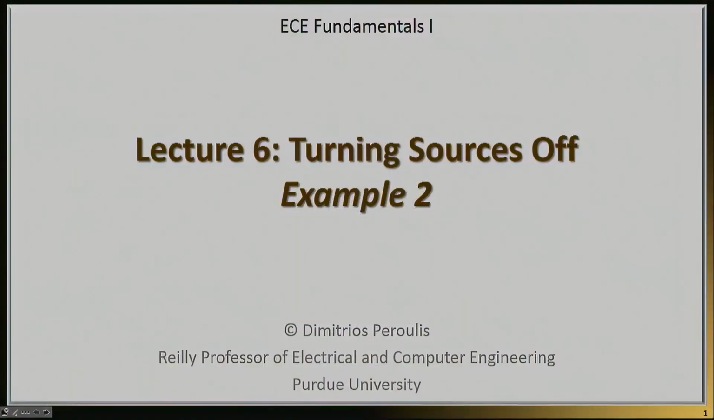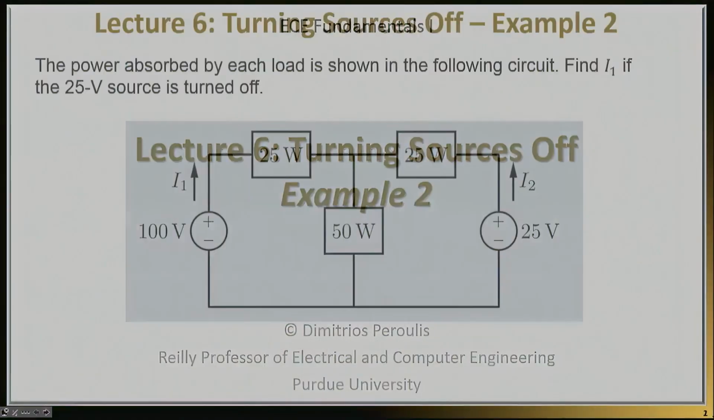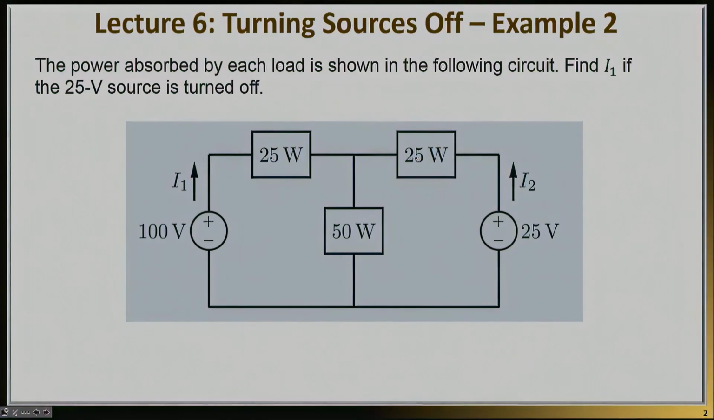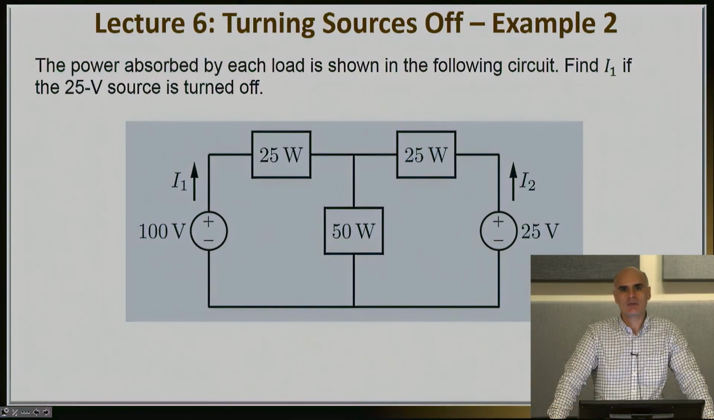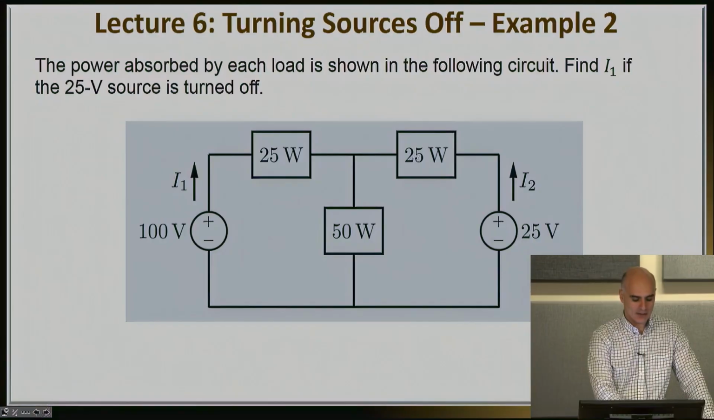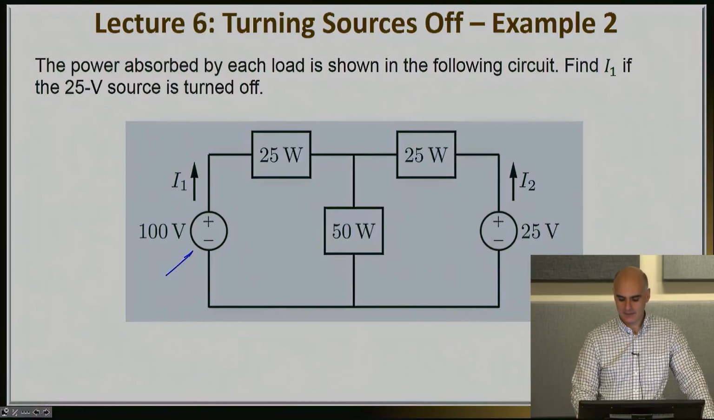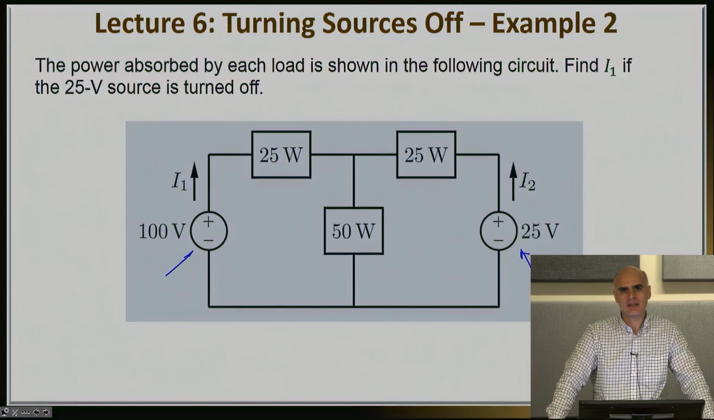Hello everyone. This is an example that we're going to solve in this video that is dealing with turning sources off. So in this example, I will give you a schematic. So here's the schematic here. The circuit has two different sources. There is a 100-volt source to the left. There is a 25-volt source to the right. And there are three different devices, 25 watts, two of them, and a 50-watt load as well.